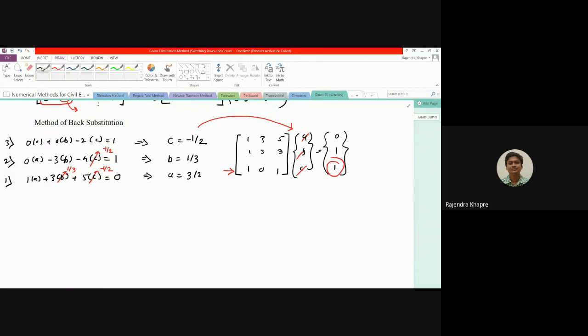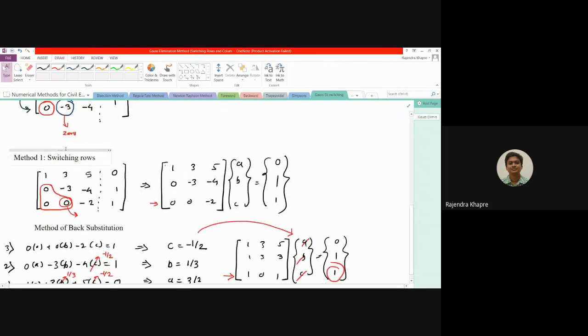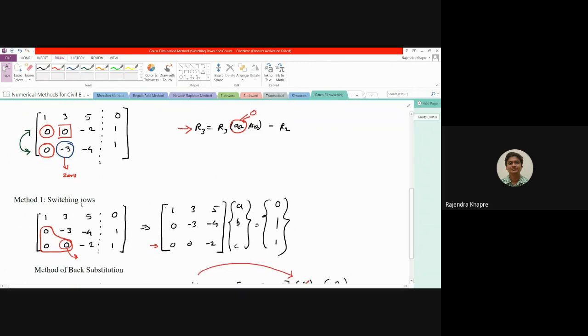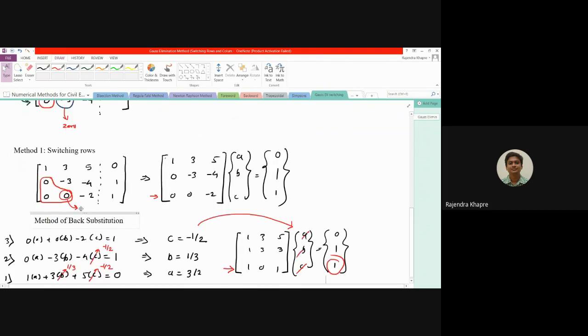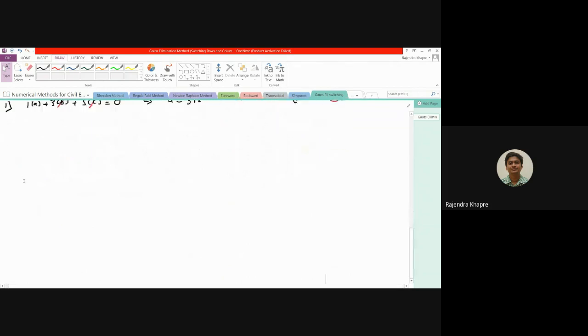Yes, sir. Okay, so this is the first method, that is the switching of rows. You just have to switch the rows like this. Now we'll see another method. Before that, are there any queries as far as switching rows is concerned? No, sir. Okay, good. So now I'll go for method 2.